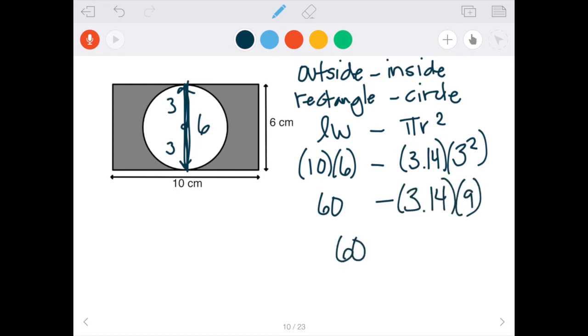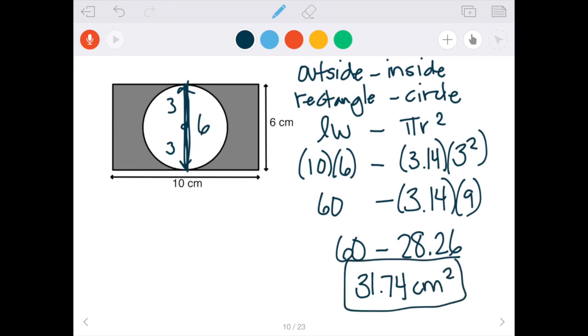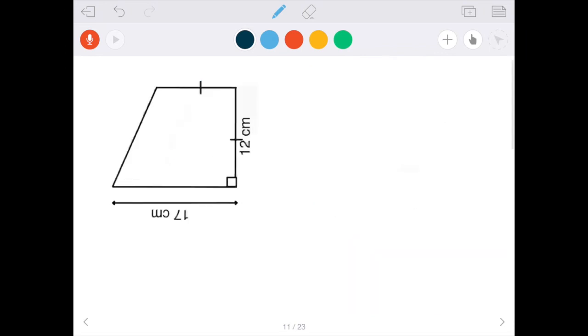3.14 times 9. Let's see what that is. 3.14 times 9 is 28.26. I'll just leave it like that. And we'll do 60 minus that, and we get 31.74 centimeters squared. If you rounded this part and got something else, that's okay, as long as you did all the other math correctly. All right, let's roll on to the next one.